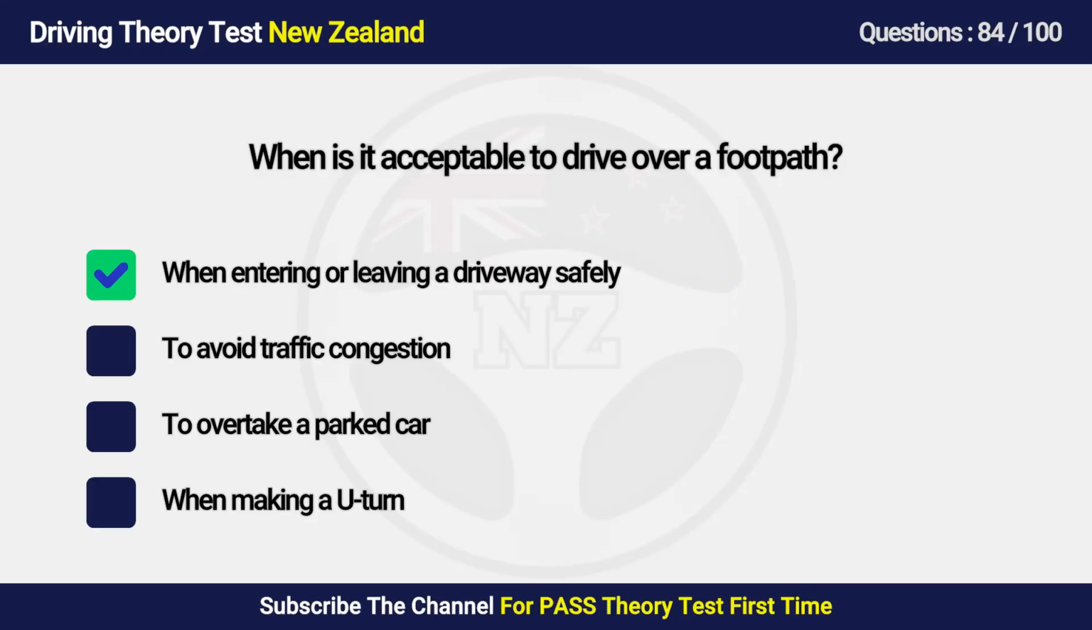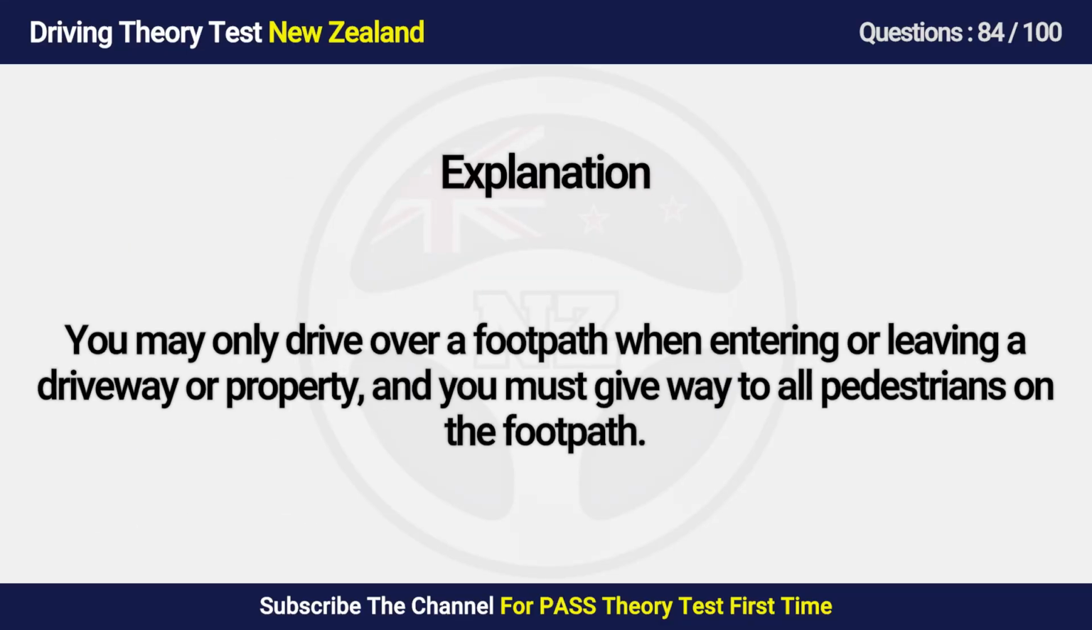Answer is A. When entering or leaving a driveway safely. You may only drive over a footpath when entering or leaving a driveway or property, and you must give way to all pedestrians on the footpath.